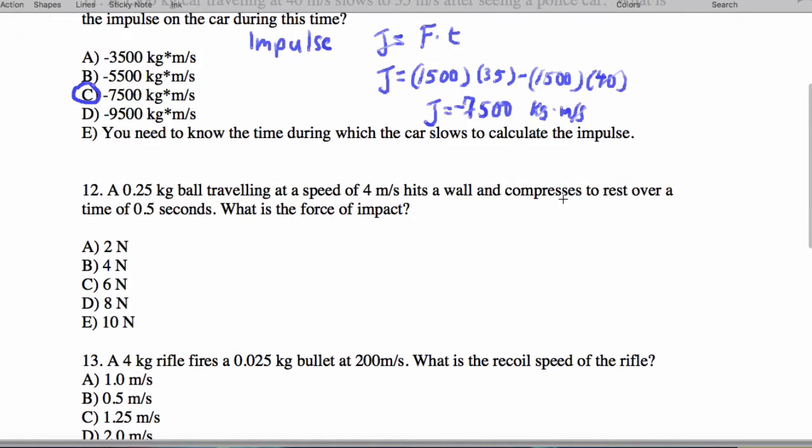All right, now here. A 0.25 kilogram ball traveling at a speed of 4 meters per second hits the wall and decompresses to rest over a time of 0.5 seconds. What is the force of impact? I wrote some momentum equations down. I wrote that the impulse is force times time.